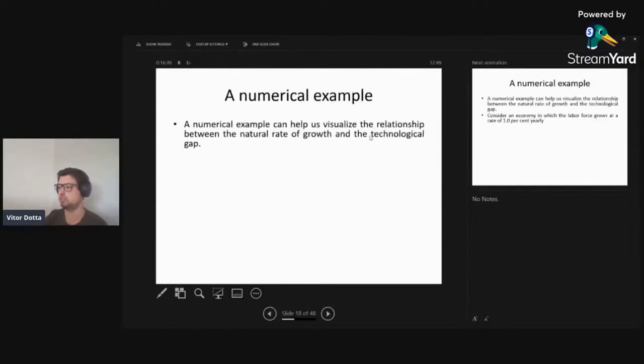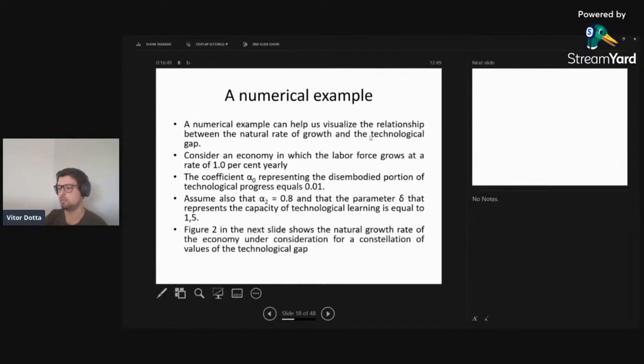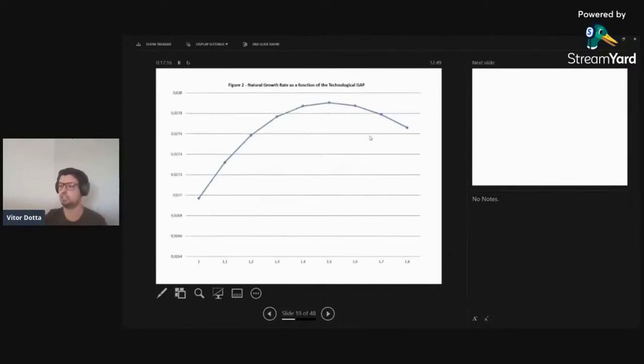Another numerical example. This part of the numerical example is to show the relationship between the natural growth rate and the technological gap. An economy in which the labor force grew at 1%, A0 again of 0.01, and A2 of 0.2, and the parameter of the absorptive capacity, delta, of 1.5. In figure 2, which we can also see on the slide, it is an increasing function of the technological gap.